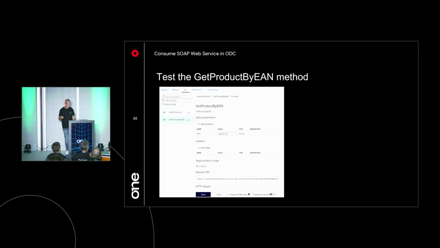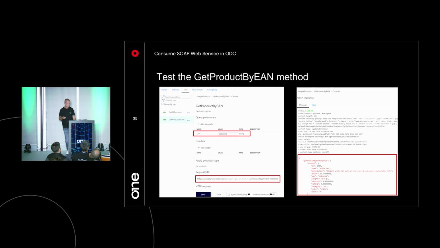The same for the other method, but in this case, you can define the input parameter to test. Here you see the URL where the input parameter is substituted, and when you press send, you get the result back.